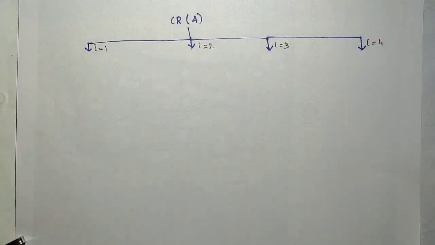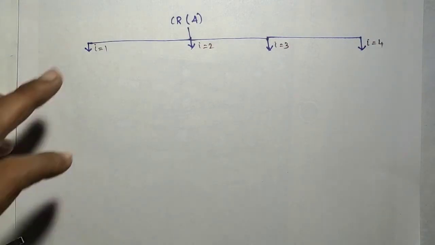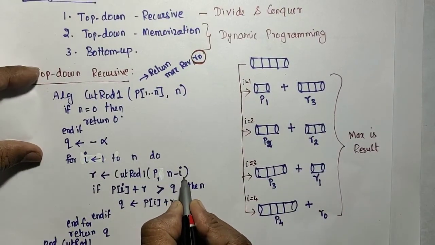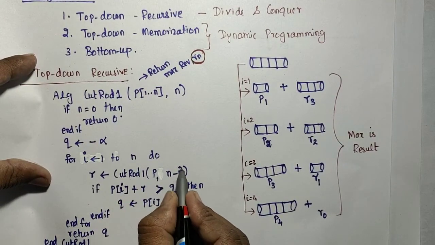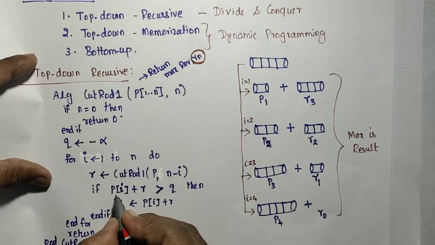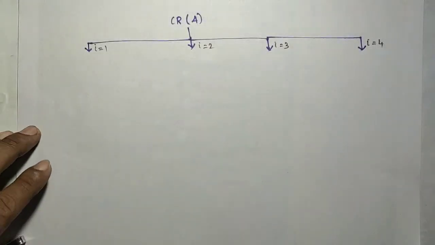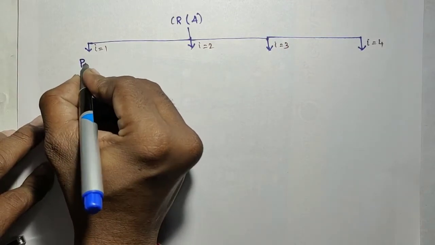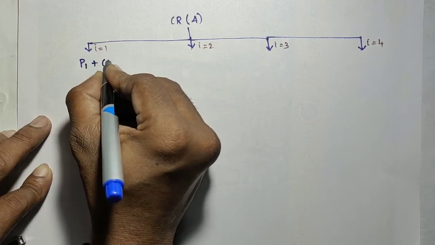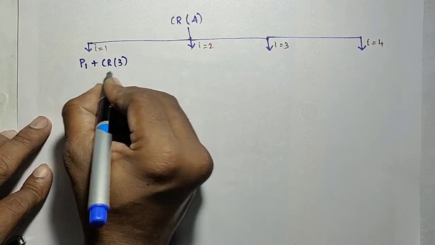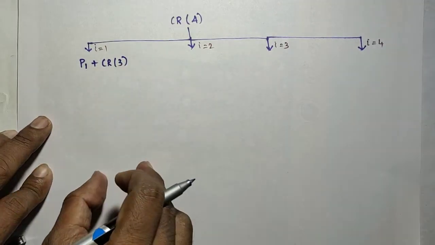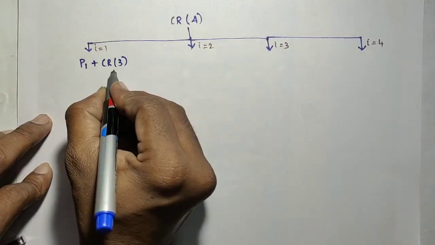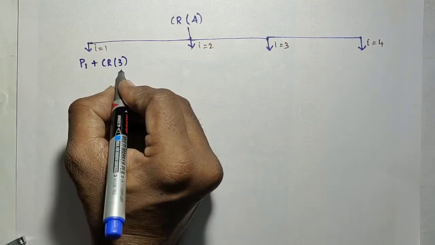So i equal to 1 means we are going to find Cut-Rod of p comma 3, plus p1. So the procedure determines p1 plus Cut-Rod of 3, and there is another recursive call here. After finding that, you will get the price for this one. So Cut-Rod of 3 gives the maximum revenue for a 3 inch rod.